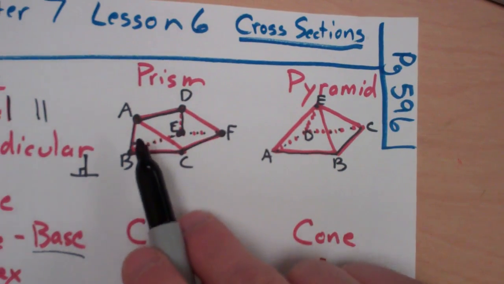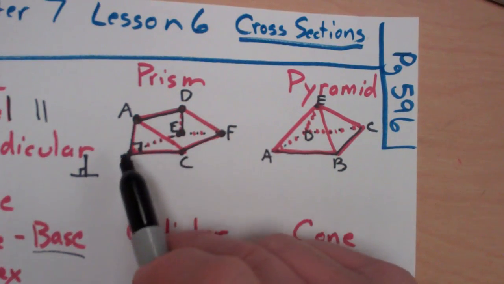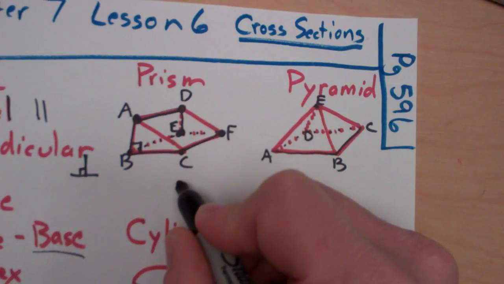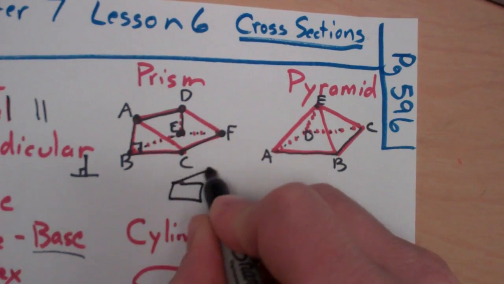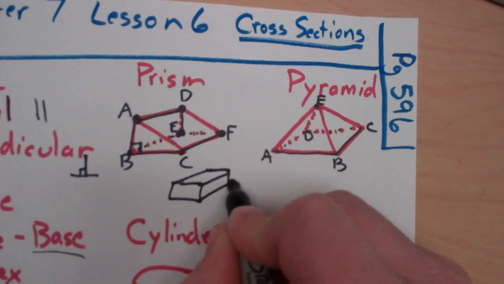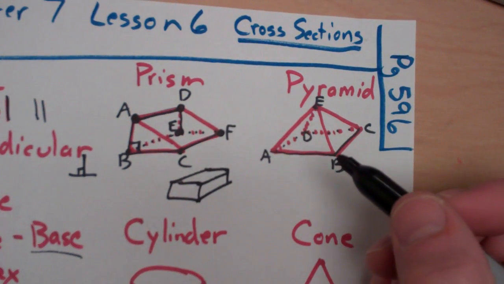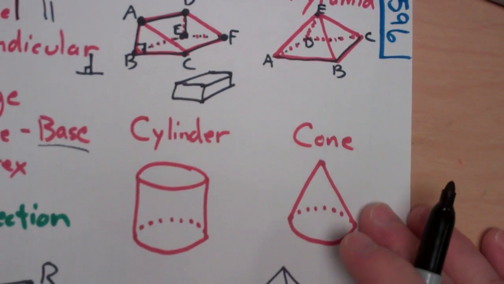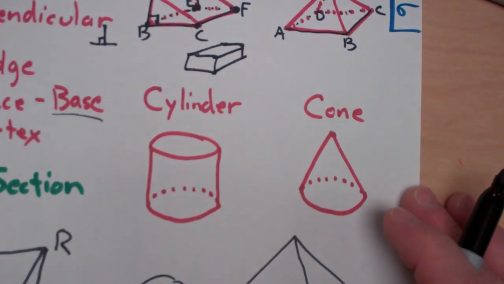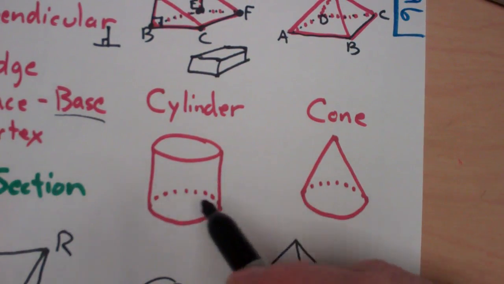A prism is also named by its base. This is a triangle for the base, so it would be a triangular prism. Now, you could have different kinds of prisms. Now the congruent parallel sides are a rectangle, so that would be a rectangular prism. All right. Go down for a couple more. Cylinder and cone.